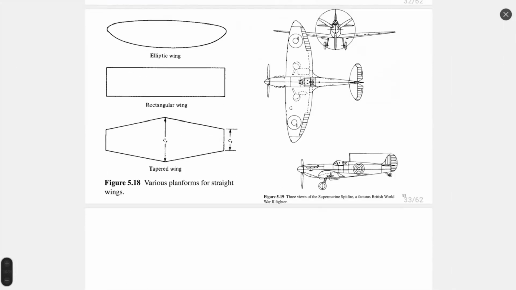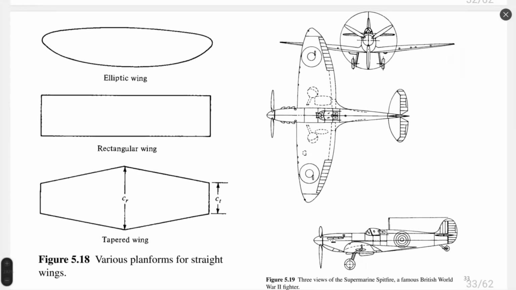Let's go back here. Figure 18 shows to us various plan forms for straight wings. The most famous is the so-called elliptic wing, which you can see on figure 19. This elliptic wing was extremely famous in the Second World War. You can see a lot of historical movies with this type of wing airplanes. Nowadays, they are not used anymore because of several reasons. I think the main reason is the cost. These wings are much more costly to manufacture because of the shape of the wing.